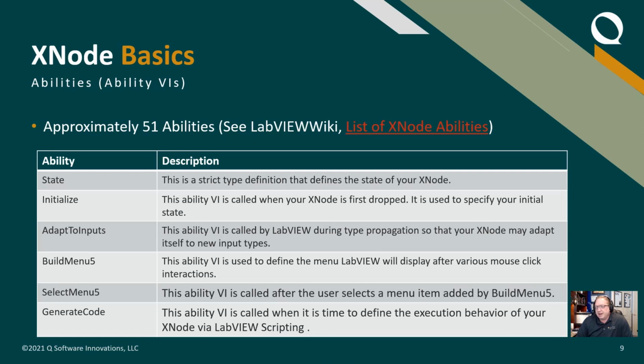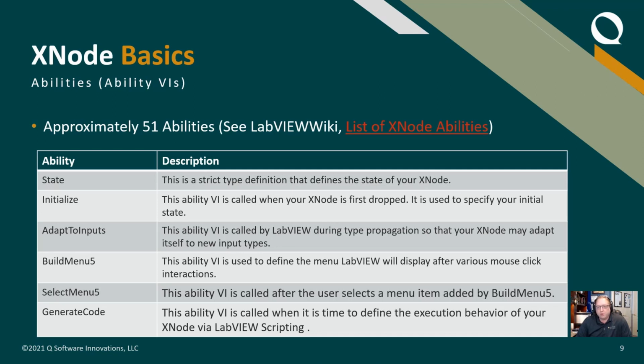Obviously, state is actually a strict type def control, and that's where you keep all of the state of your XNode, similar to the state control that you have in an X control. Initialize is what gets fired when you first drop your XNode, and so that's how you set up the initial look of it, how it's connecting to things, that sort of thing.